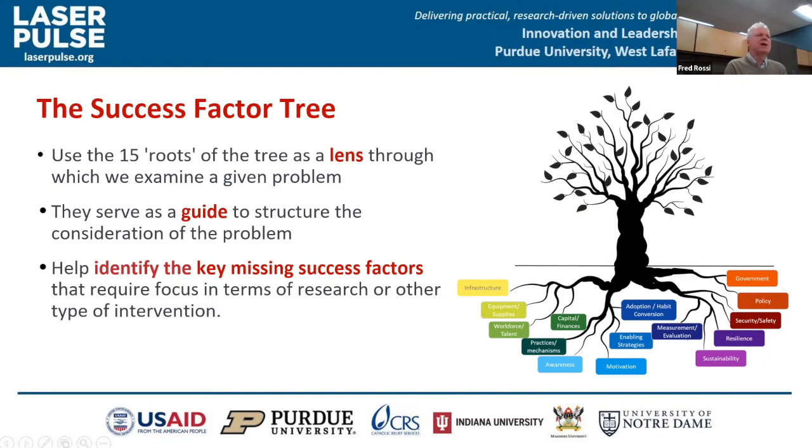So this success factor tree, we think of the broad categories as the roots of the tree, and we view that as the lens that you can look at the problem through, and they serve as a guide to structure the problem and help identify the key missing success factors. So each of the 15 categories will have one or more subcategories or branches that describe the various success factors in more detail. And therefore, a fully formed success factor tree represents a complete list of success factors that could be required for the system to function.